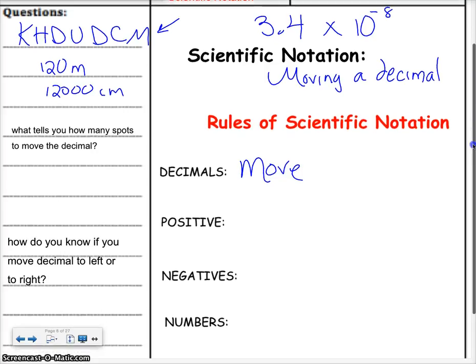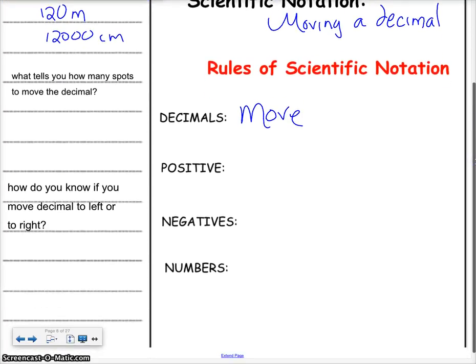so positive exponents means that you move to the right because you're getting bigger. So positive exponents tells you how many spots to move to the right. Negative exponents tells you that you're getting smaller. You move to the left. But the answer never becomes negative, ever. It just means you move your answer or your decimal to the left.